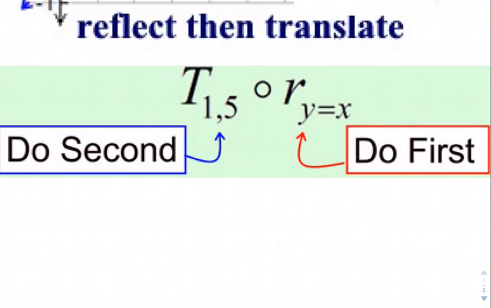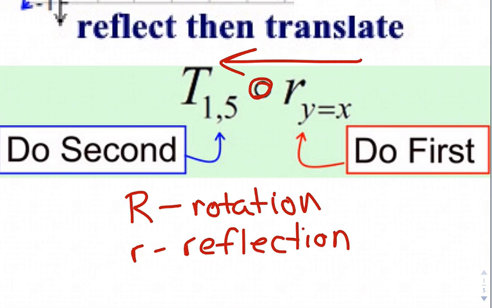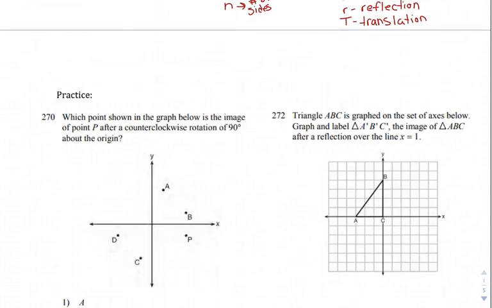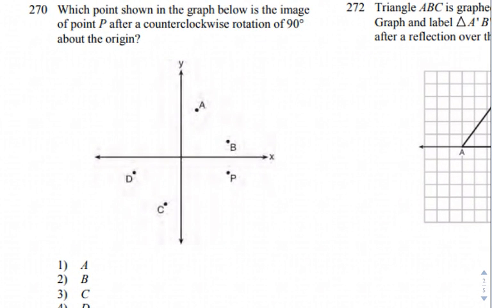Lastly, remember, this open circle means composition, where you have to read right to left. So it wants you to do a reflection first and then a translation. So just a reminder, big R means rotation, little r means reflection, and then big T means translation. So I'm going to do 2 problems with you, and then I'm going to have you do the rest on your own. And you're going to have to submit it by Wednesday morning.